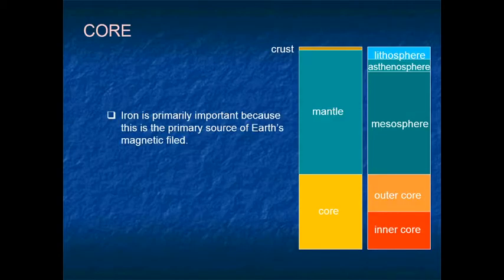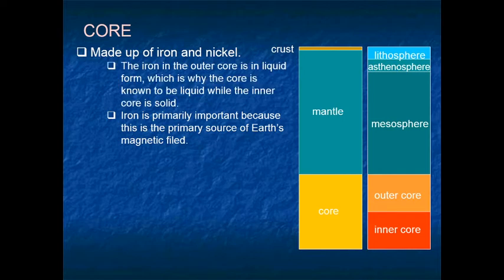Now for the core. The core is made up of iron and nickel. The iron in the outer core is in liquid form, which is why the outer core is known to be liquid while the inner core is solid. Even though the outer core and inner core are composed of iron and nickel, they differ in terms of their state. The outer core is liquid while the inner core is solid.